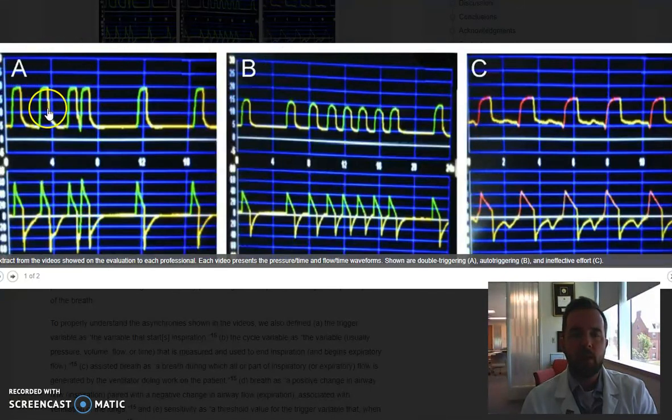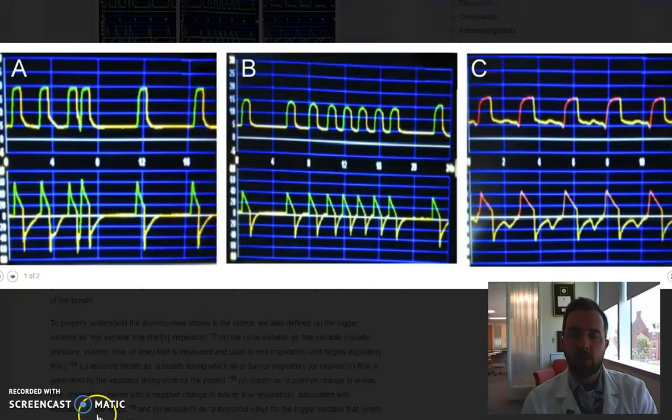So again, to review, A, we have a double trigger, correct it by increasing the inspiratory time. B, we have auto-triggering, check the ventilator tubing. C, we have ineffective triggering, check the flow and pressure regulations, and look at the patient and make adjustments accordingly.